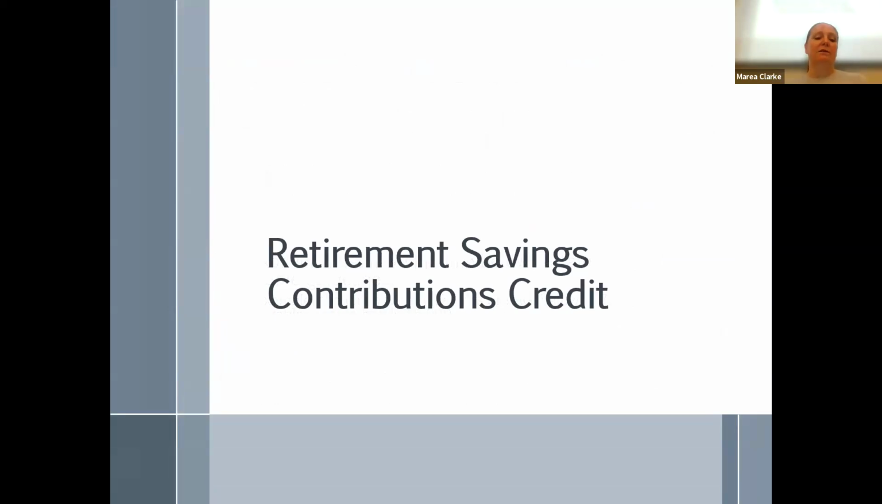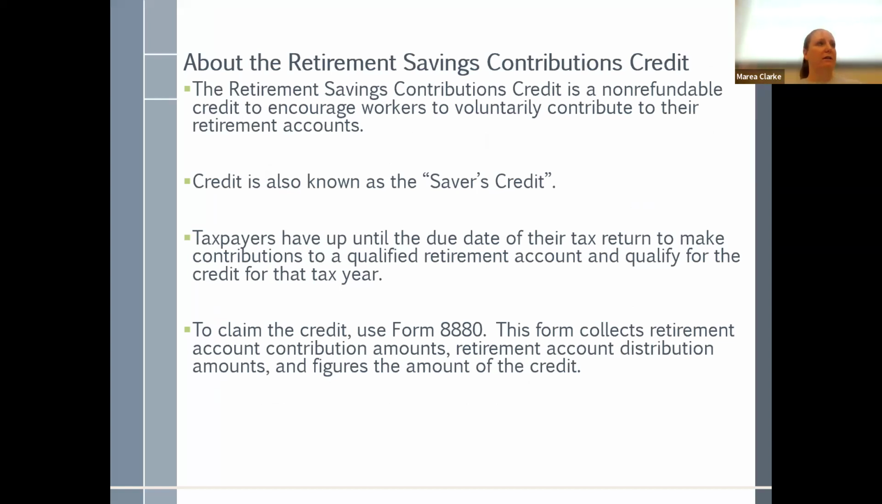Retirement savings credit. This one again is if you're saving for retirement. That's a great idea, right? Remember, we've got 100 years of social engineering at work. We're saying, yes, please save for retirement. We'll give you some money off on your taxes. So that's what this one is. It's also called the Savers Credit. There are a couple of really important things on this, right? You have up until the point that your return is due to make a contribution to a qualified retirement account.